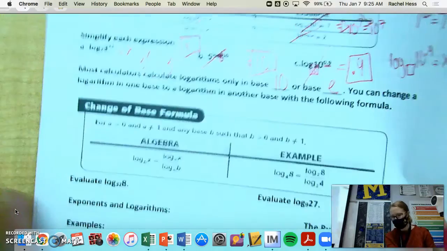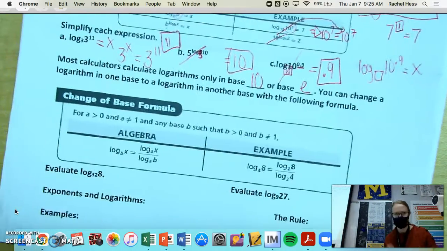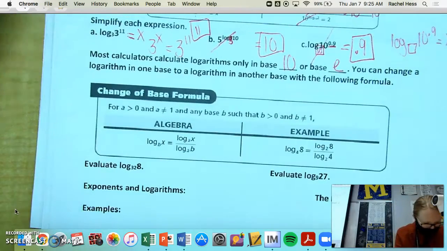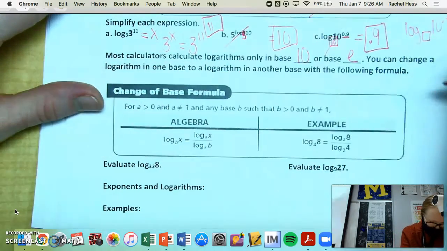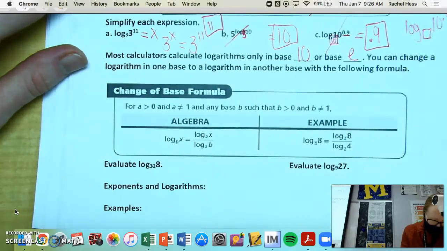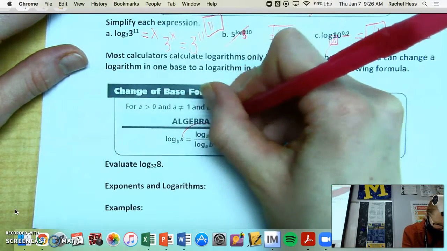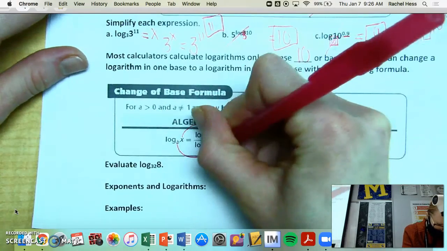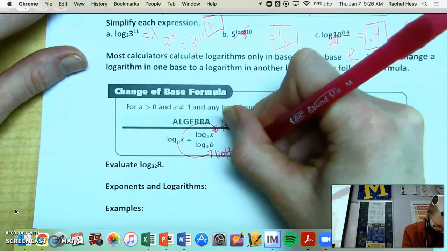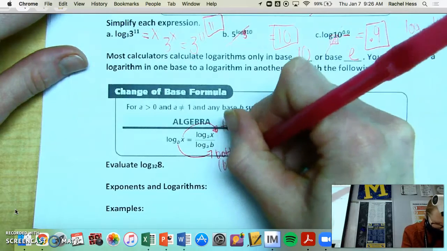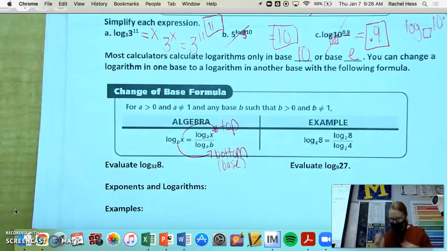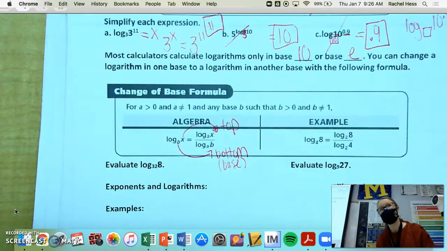You can change a logarithm to one base in a logarithm with another base with the following formula. It's a little funky, but do you see how you have log base b of x? Do you see how this number goes on top? The base goes on bottom. So once again, the base goes on bottom, and then the x goes on top. And I am hopefully, with these examples, going to show you how that makes sense. Hopefully that will make sense.